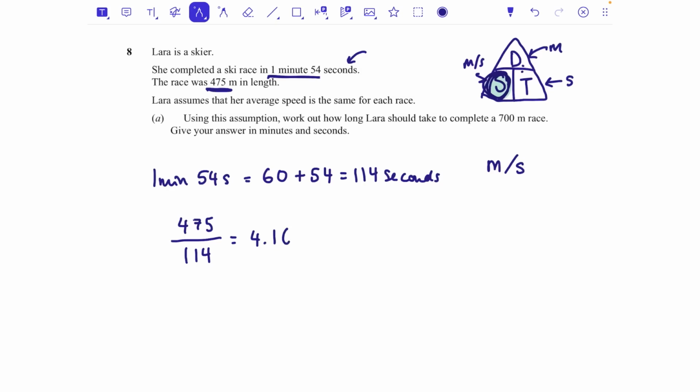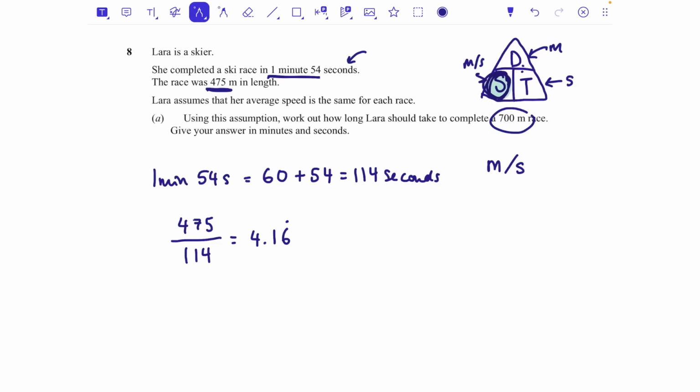Now be really careful in your calculator. Just keep that answer in your calculator. The 6 needs to be recurring. If you rounded that to 4.16, or if you left it as 4.16, you'd lose some marks here because it wouldn't be accurate. So the speed is 4.16 recurring, but I would just leave it in your calculator. That's going to be easiest. Now she does a race of 700 metres.